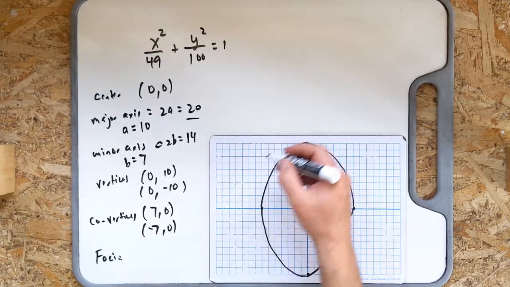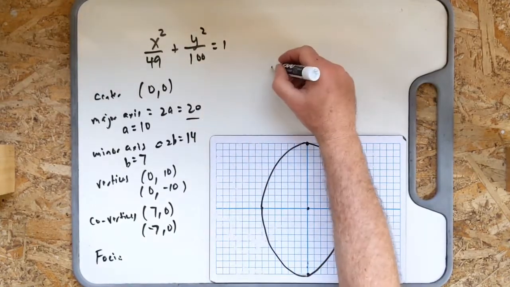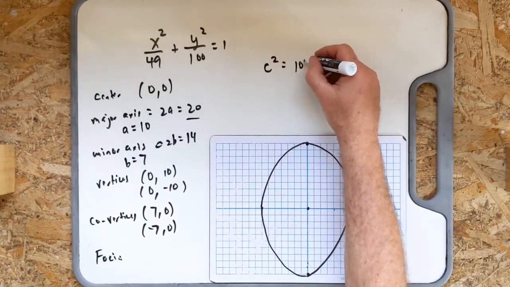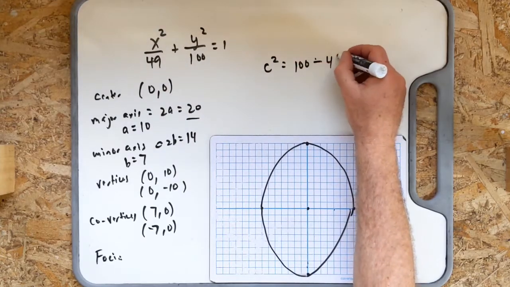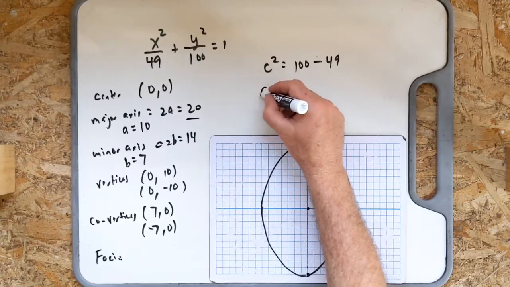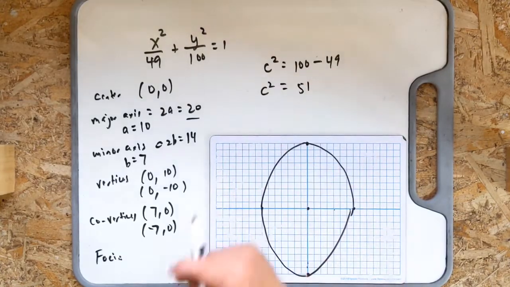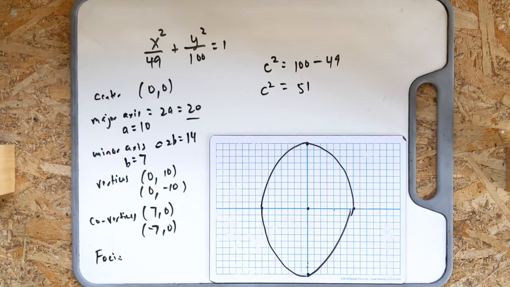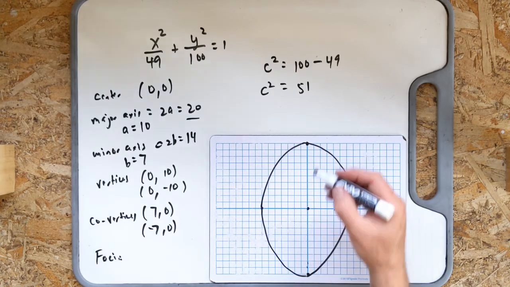You have to do a calculation first. You have to do c squared equals a squared, which is 100, minus b squared, which is 49. Again, the reason to switch a and b is this will always be positive. That gives you c squared is 51, or c is radical 51. And let me get that and put it as a decimal just so we can graph it.